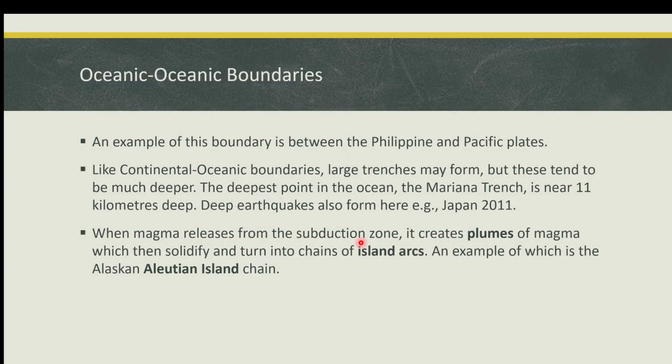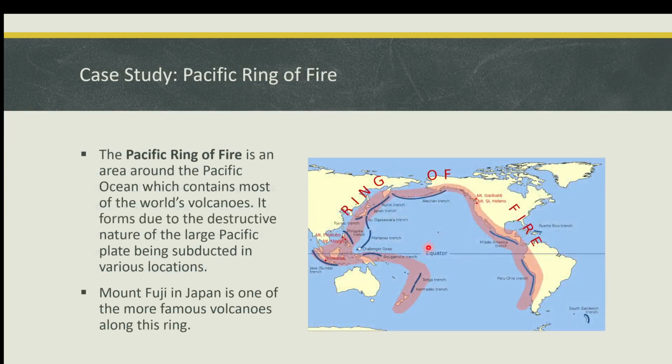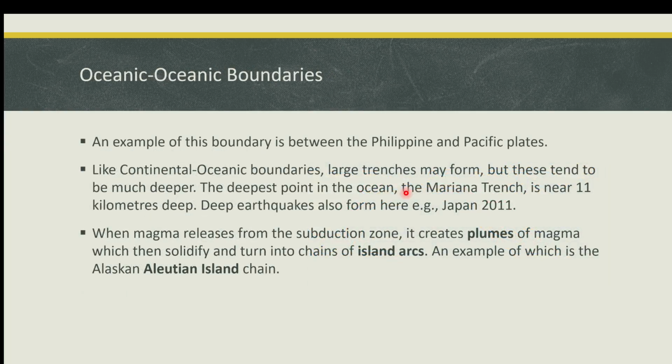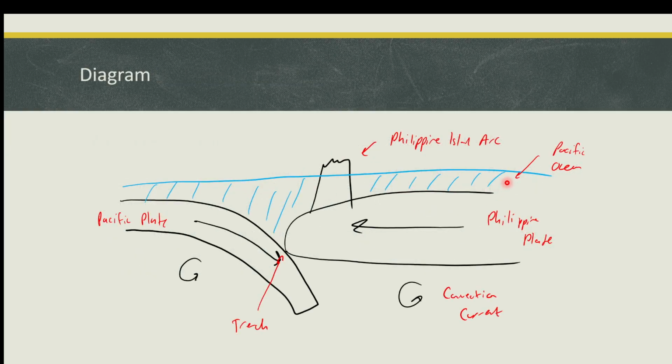When magma releases from the subduction zone, where the heavier plate gets subducted under, it creates what's known as plumes, which are like little bubbles of magma, which then solidify and turn into chains of island arcs. As you can see, the Aleutian Islands are one of them. So the tiny little lines that spit off of Alaska are formed due to that. And then we have our diagram. The Pacific Ocean is here. We have the Pacific plate subducting under the Philippine plate. And we get the island arcs of the Philippines. And Mount Pinatubo is near enough on this kind of boundary.